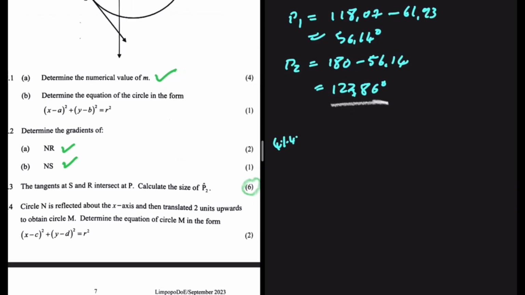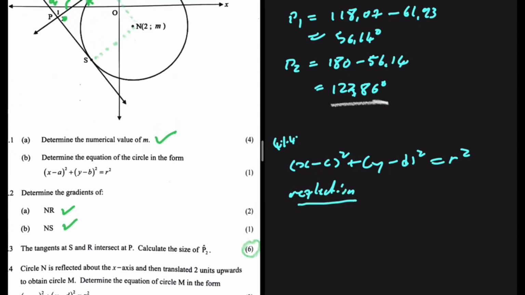4.1.4. Circle N is reflected about the x-axis and then translated 2 units upwards to obtain circle M. Determine the equation of circle M in the form x minus c squared plus y minus d squared is equal to r squared. Okay, we have a few transformations here. Let's go ahead and look at the first one. So reflection about the x-axis. You just put a negative sign on the y value.